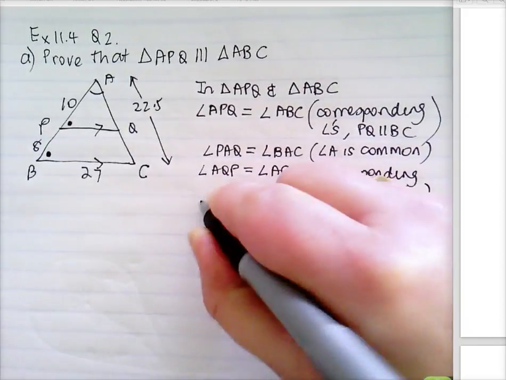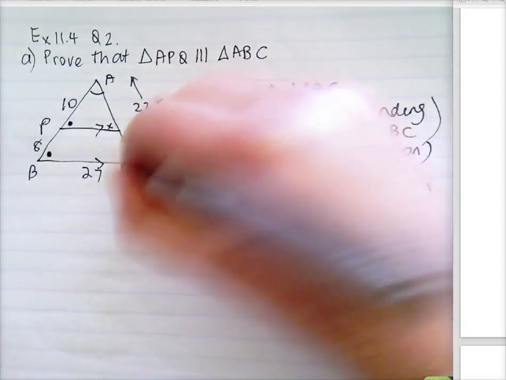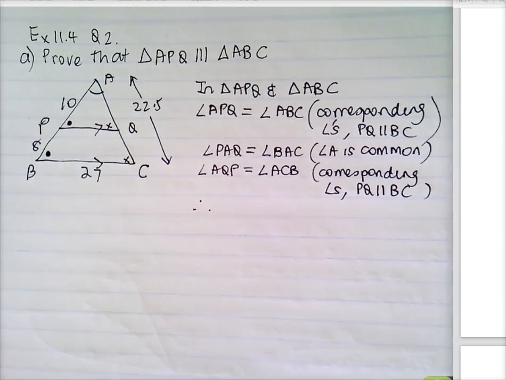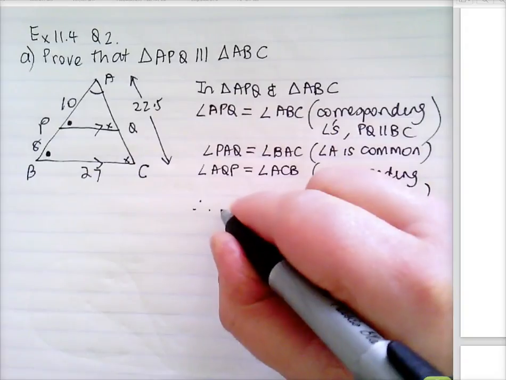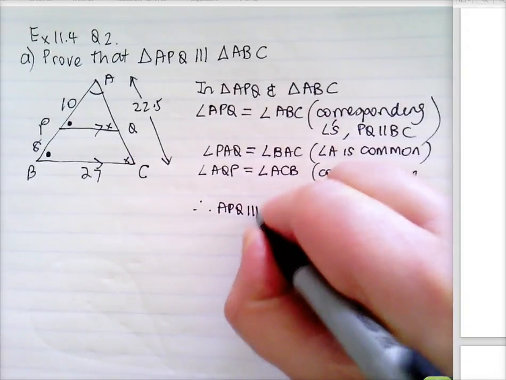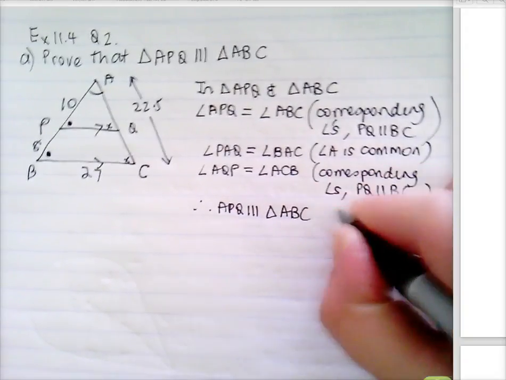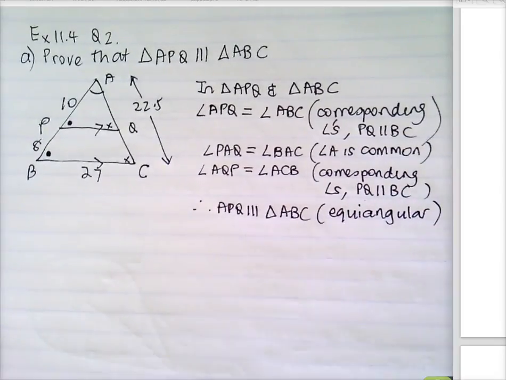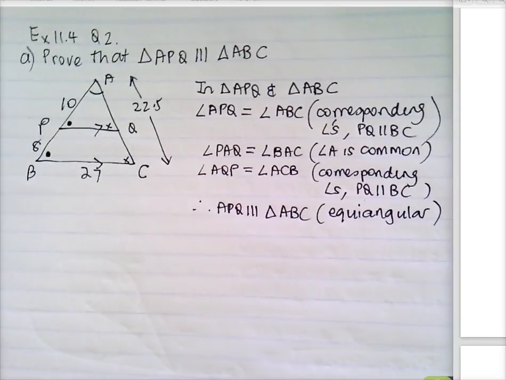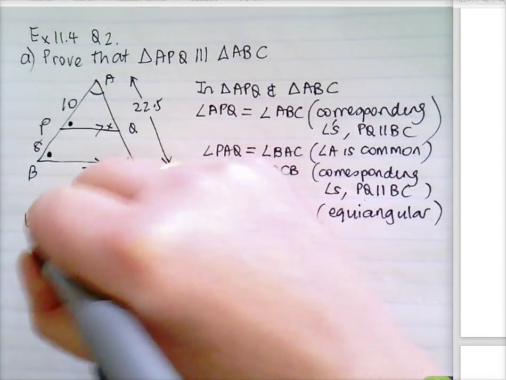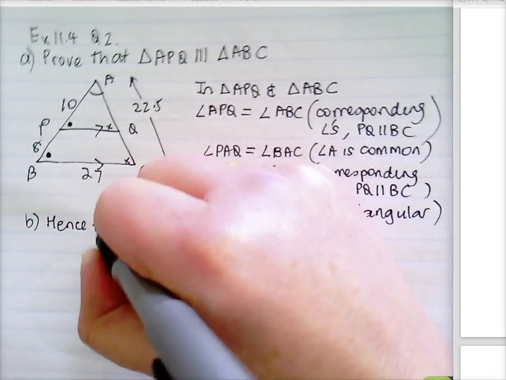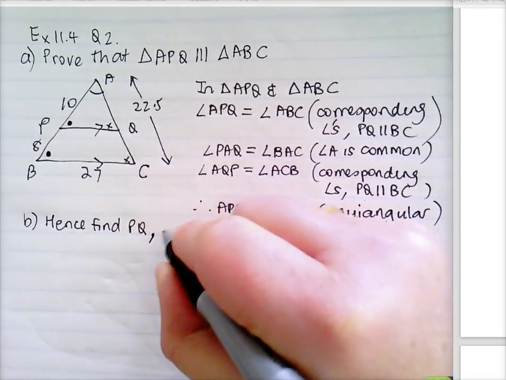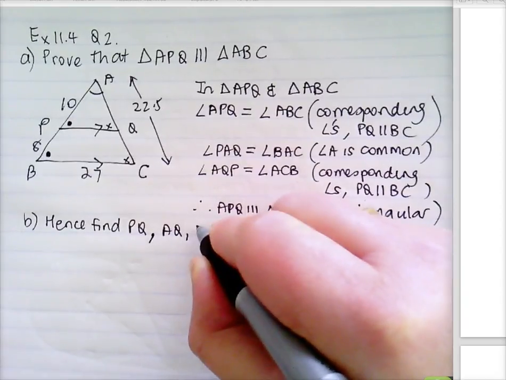So, therefore, I've got these with crosses. So I've got three angles in the small triangle equal to three angles in the large triangle. So what is the reason that these two triangles are similar? Equiangular. Good. Equiangular, meaning that all the angles are the same. Now that's part A. Part B says, hence find the length of PQ, AQ, and QC.